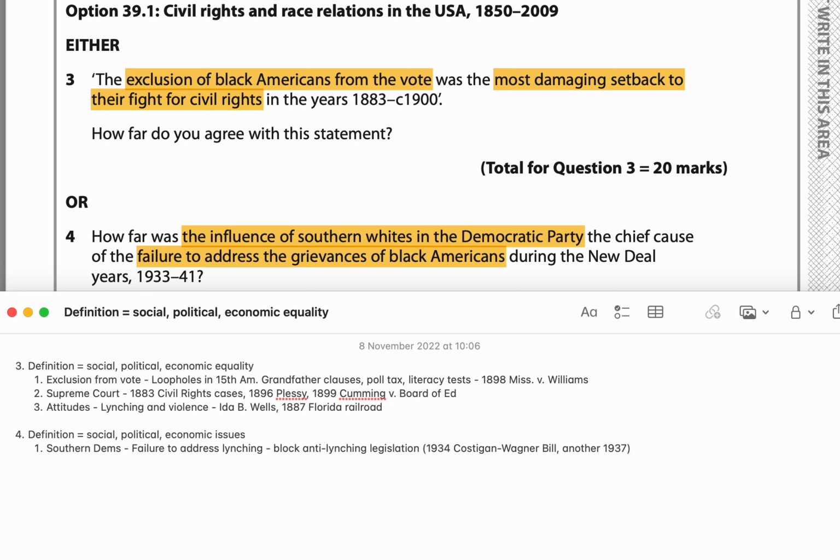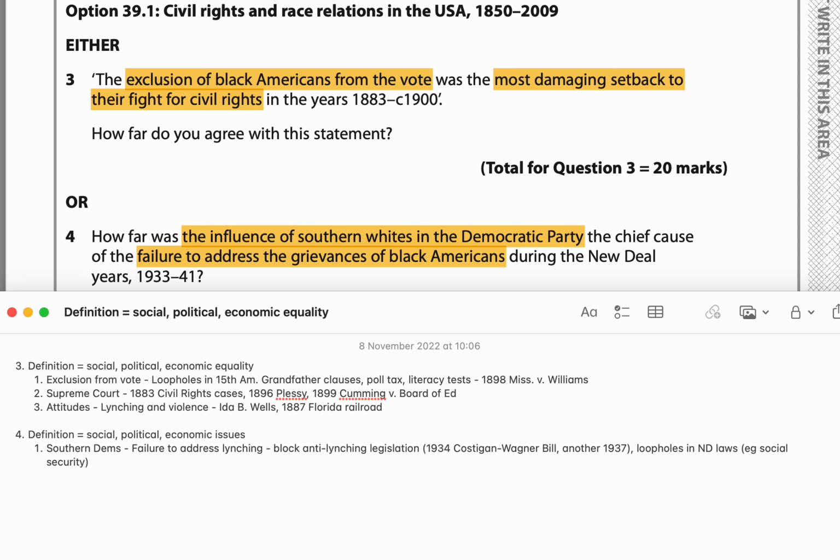Okay, another thing you could talk about is exploiting loopholes or ensuring there are loopholes in New Deal laws. So for example, Social Security. Okay.